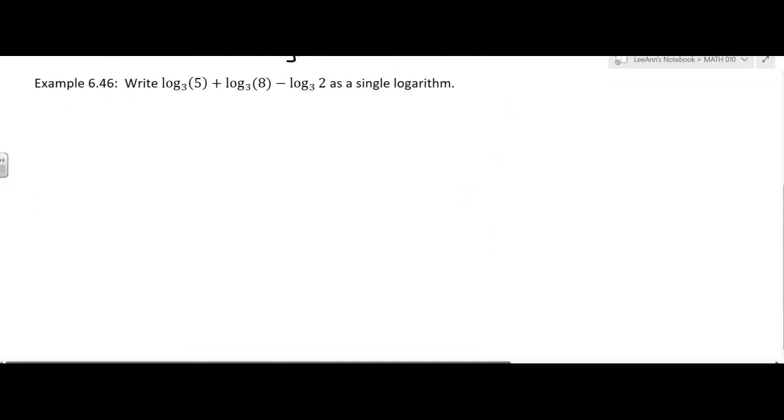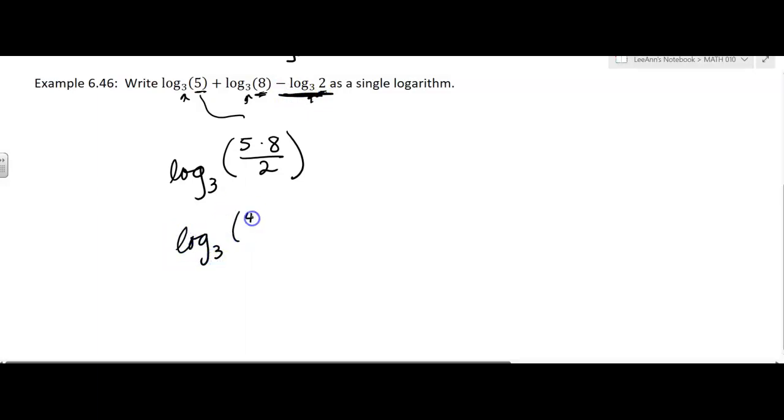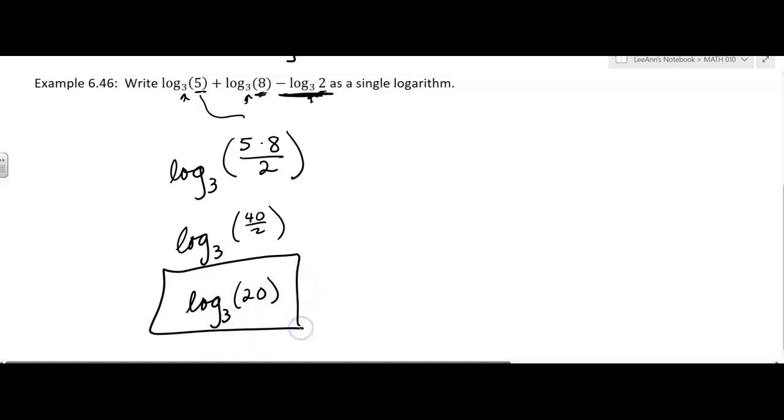So here's an example. We have all base 3, so the bases have to match. And then we have two things that are being added and one thing that's being subtracted. So that's going to be 5 times 8, so it's going to be log base 3. The ones that are positive will go in the numerator, so 5 times 8 divided by 2, because this one's being subtracted, so the 2 goes in the denominator. Then we can do the math, log base 3 of 40 divided by 2, which is going to be log base 3 of 20. And then that's written as a single logarithm.